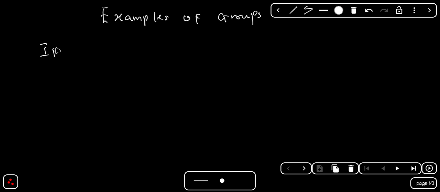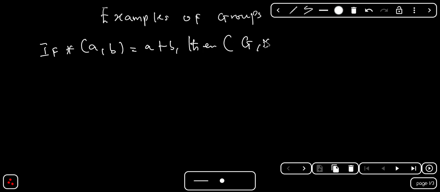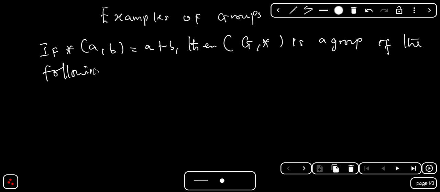Now take note of this before we start the example. If a asterisk b equals a plus b, then we're going to say G comma asterisk is a group if the following properties or axioms are satisfied. Now let us write out all the axioms that must be satisfied.